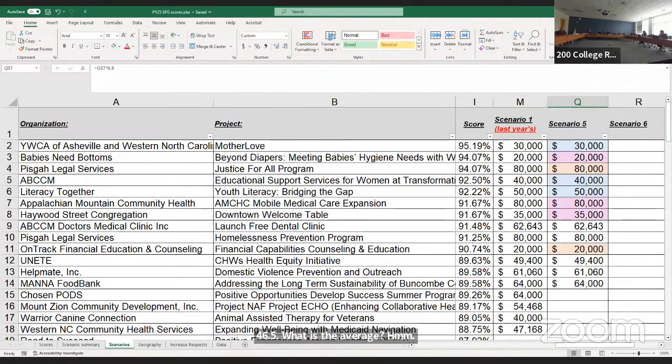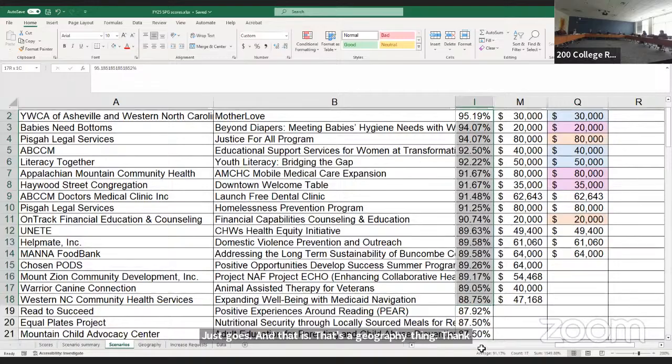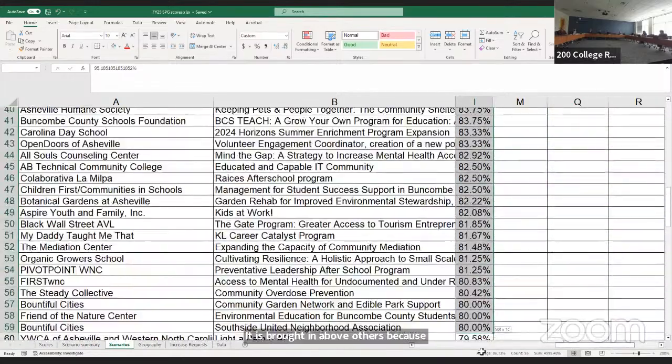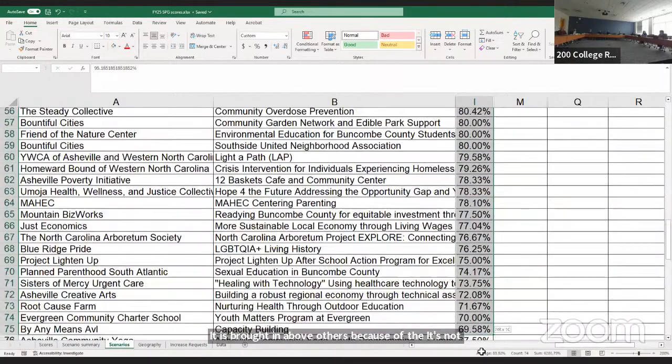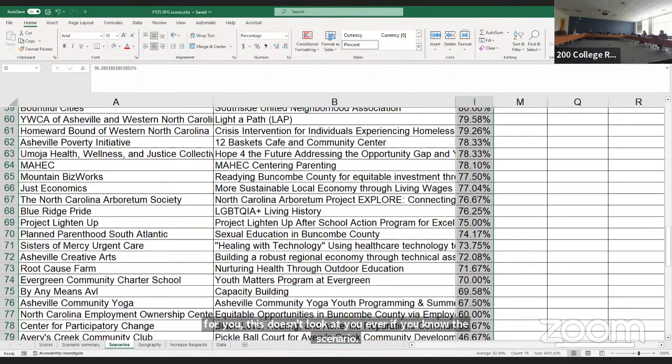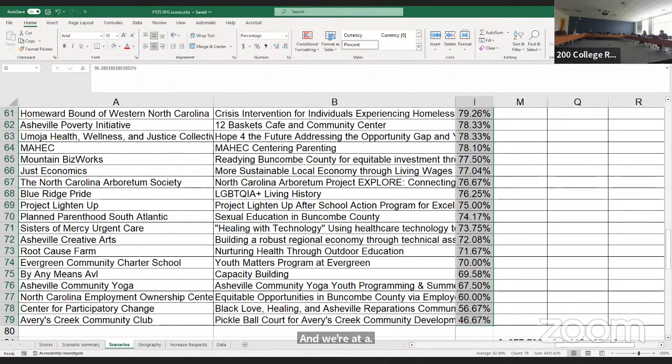And that's a geography thing, printed in the lower. It is brought in above others because of the application size. It's not from geography, not the scenario. This one, yeah. Application size. Exactly. And we're at YMCA, that's at about halfway, you know.